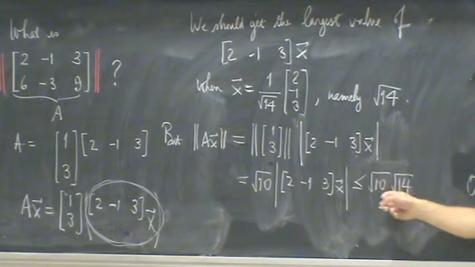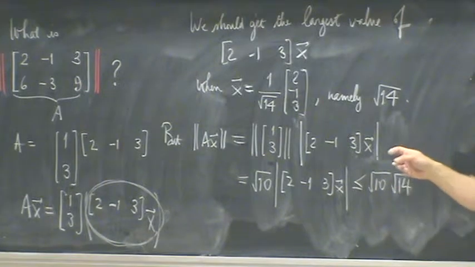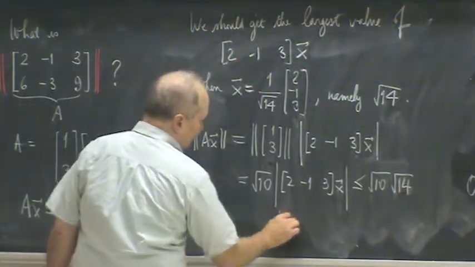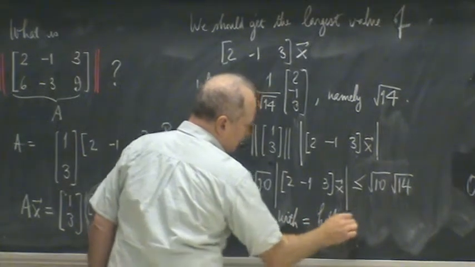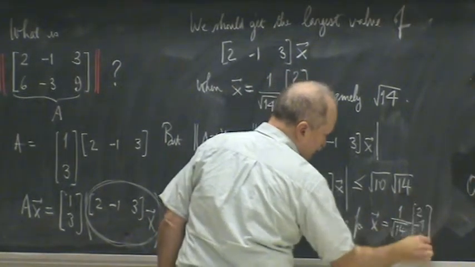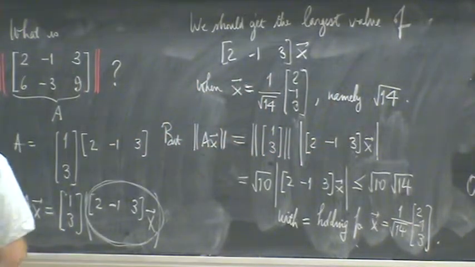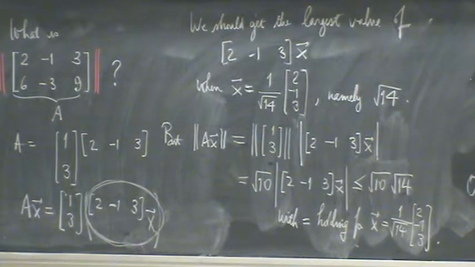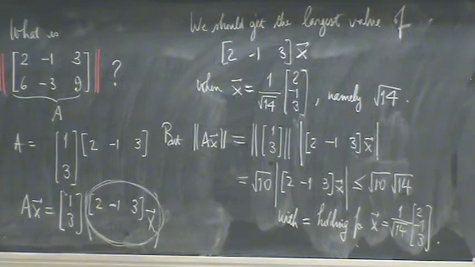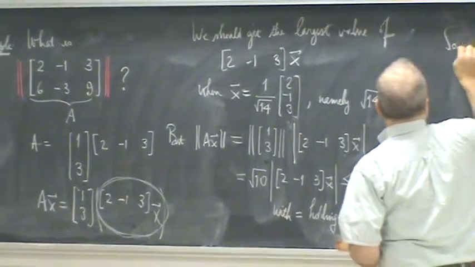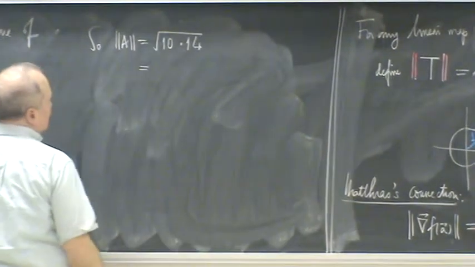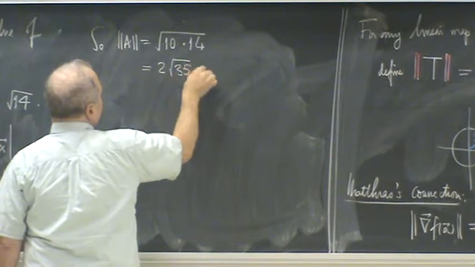and in fact, does it equal this for some x? Yes. Namely, that x. So what's the maximum? Square root of 140. So what's the norm of this matrix? Root 140. Agreed?